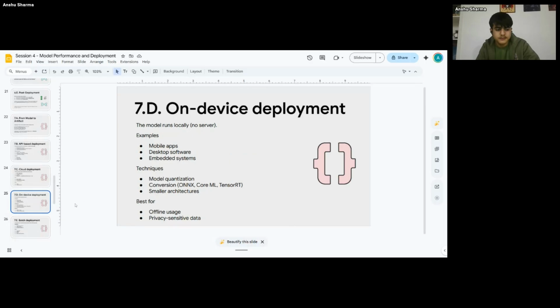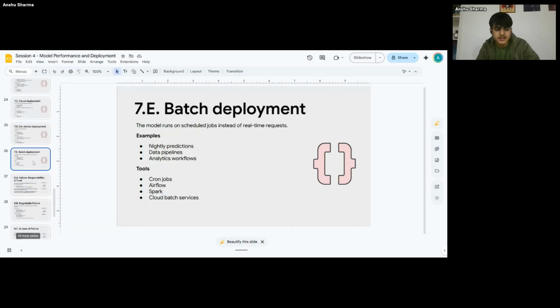Okay, all right. Now we have another type of deployment, which is known as batch deployment. So what is batch deployment actually? Batch deployment is where the model runs on, so some models might receive bulk requests, so a lot of requests at a time, so hundreds of thousands of requests.